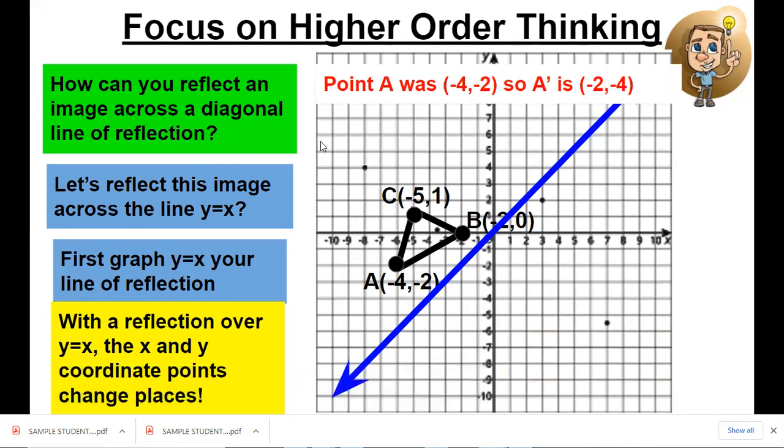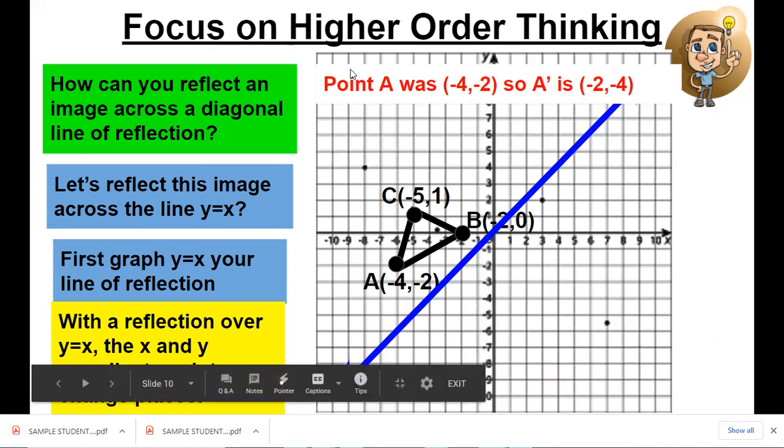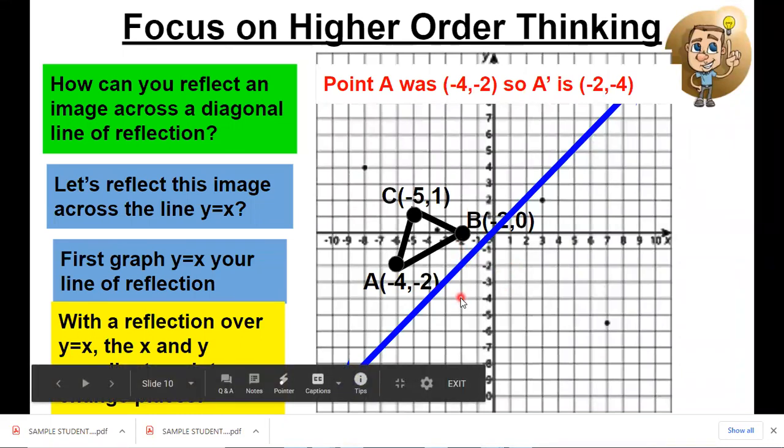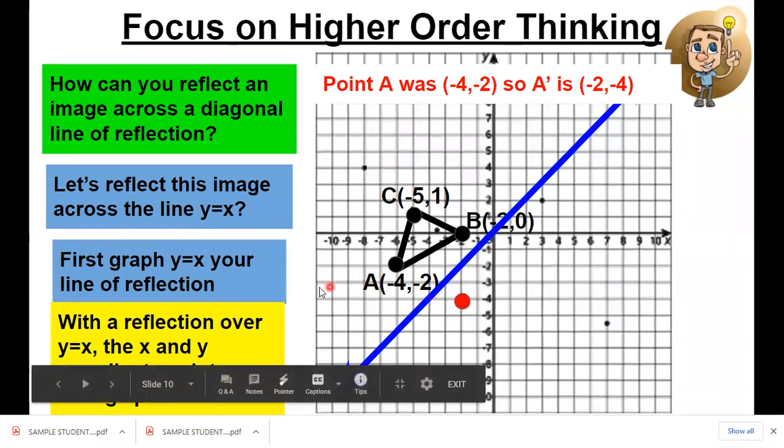So let's see, where would that go? Negative 2, let me grab my spotlight. (-2, -4). It's going to be right here, right? See where my dot is? There it is. (-2, -4).